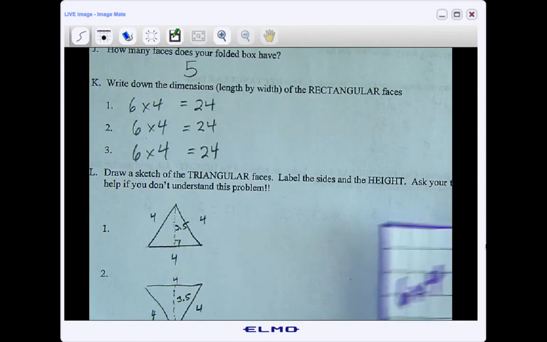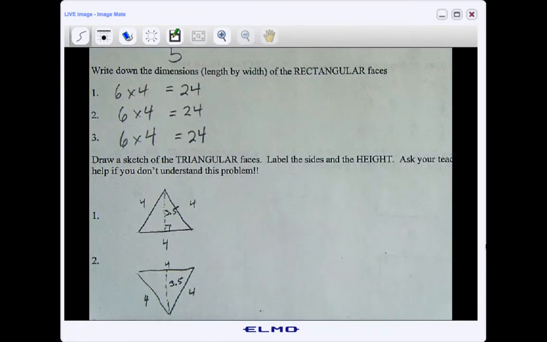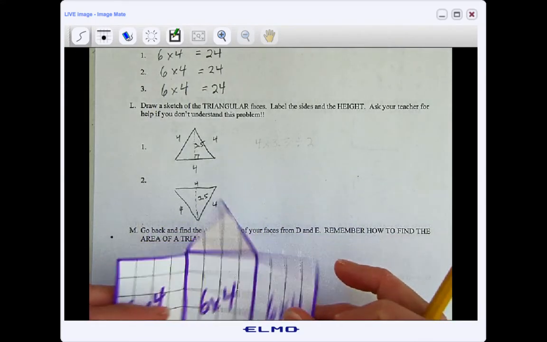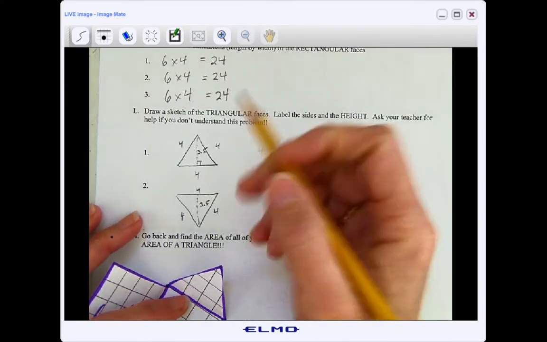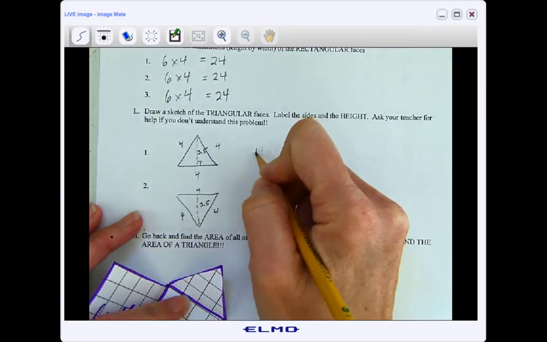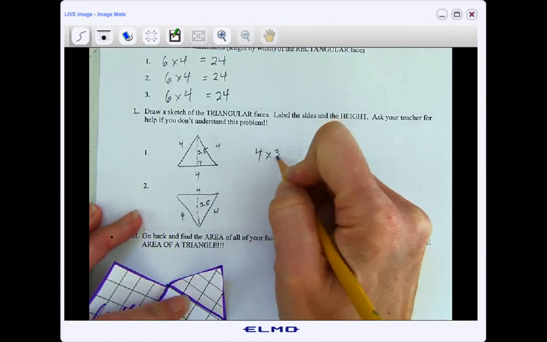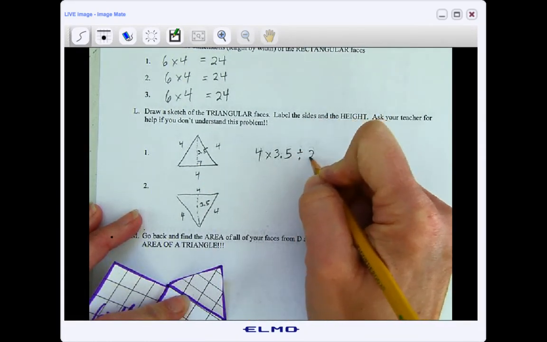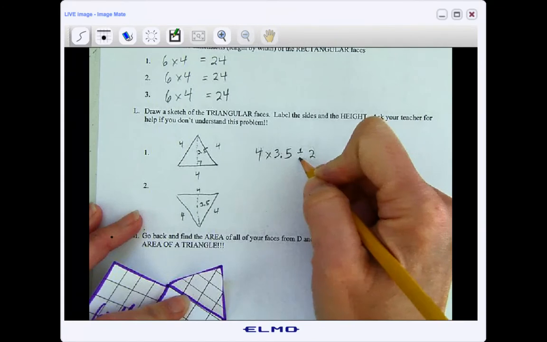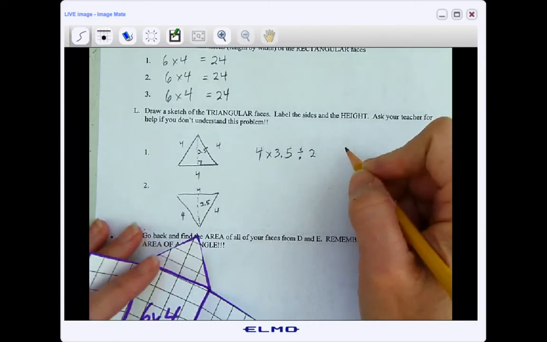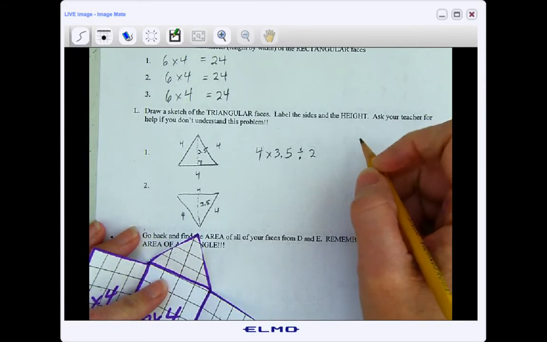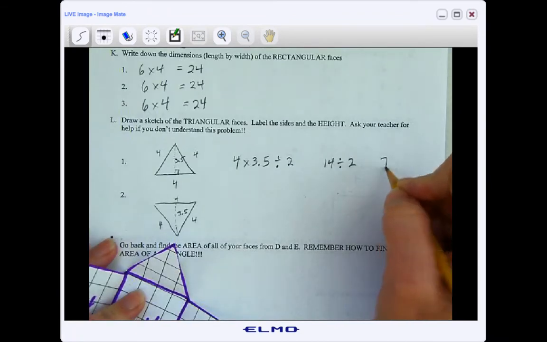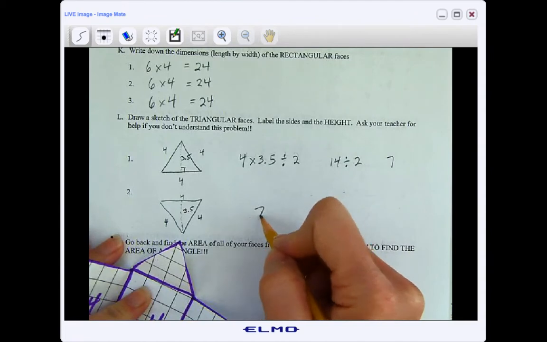Now I'm going to find the area of my triangles. So we were finding the area of the triangle, which is base times height, divided by 2. So I'm going to do 4 times 3.5, and then divide that by 2. 4 times 3.5 is 14, divided by 2, so I'm going to get 7. This one should also be 7.